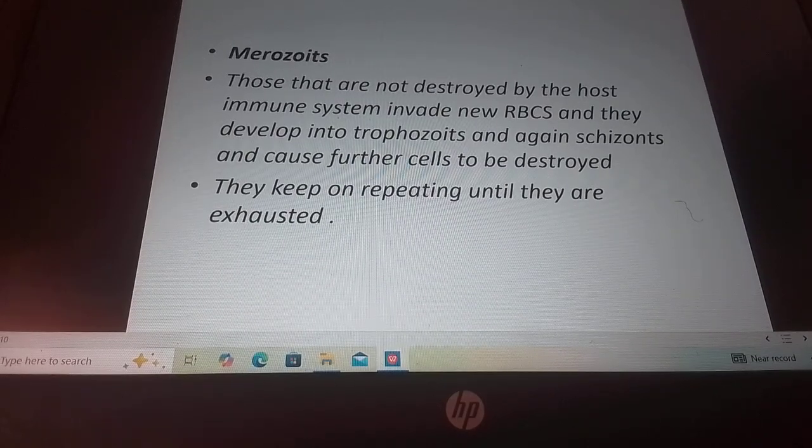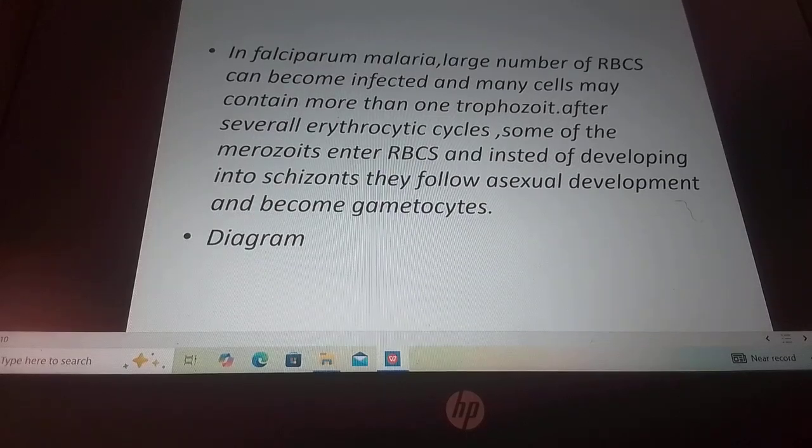So these merozoites, those that are not destroyed by the host immune system, will invade new red blood cells, and they will develop into trophozoites again and again into schizoids, and again they will cause further cells to be destroyed, and this will keep repeating itself until they are exhausted. So remember that one.